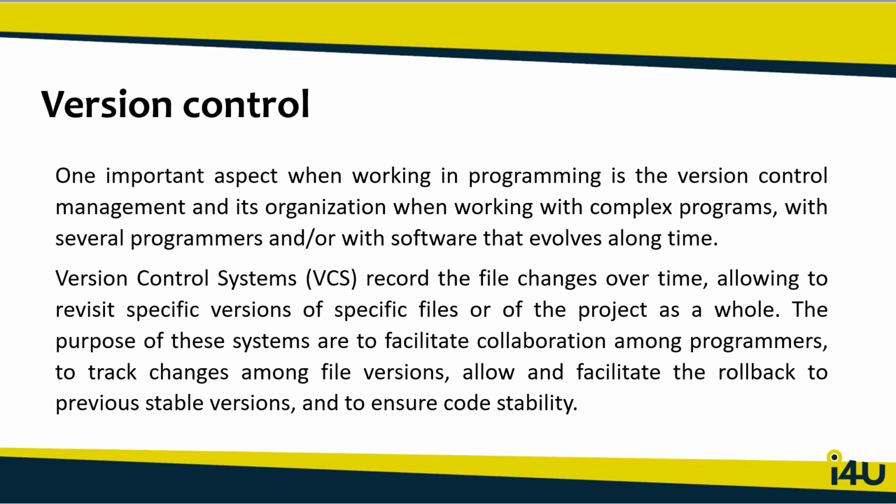Managing and organizing code is important when working with complex programs, with several programmers, and/or with software that evolves over time. Version control systems, VCS, record the changes over time to files, allowing one to revisit specific versions of specific files or of the project as a whole. These systems facilitate collaboration between programmers, track changes among file versions, allow and facilitate the rollback to previous stable versions, and ensure code stability.